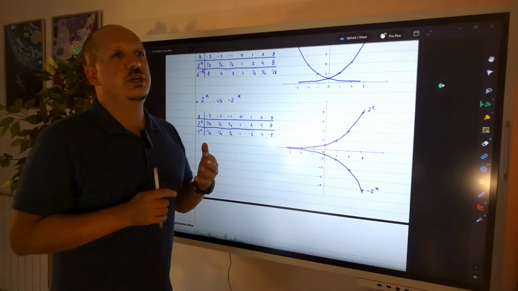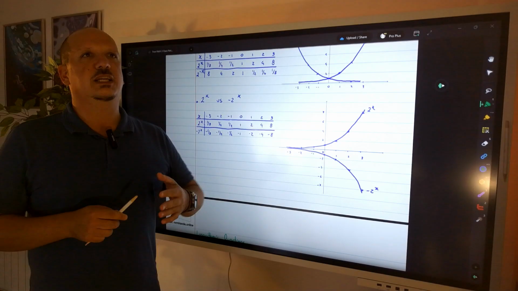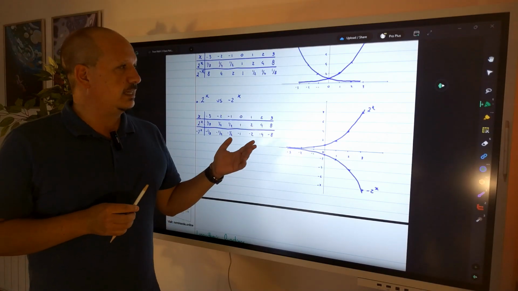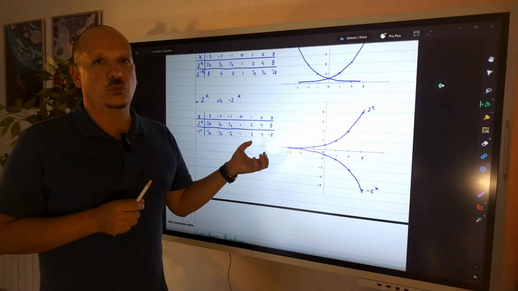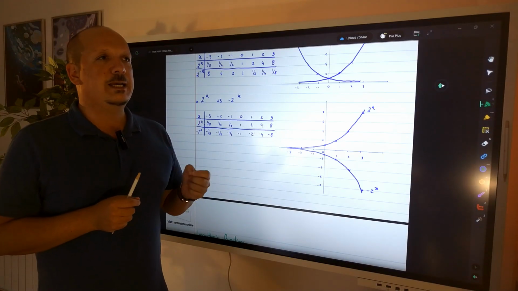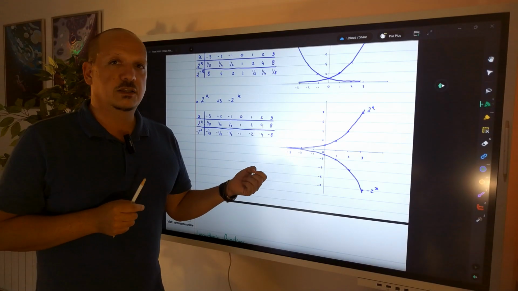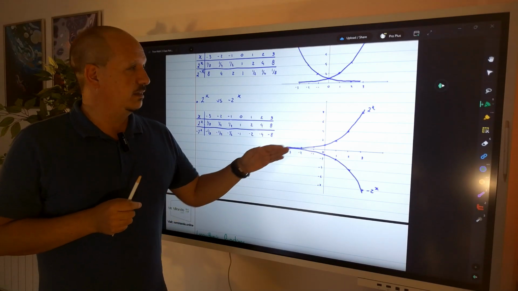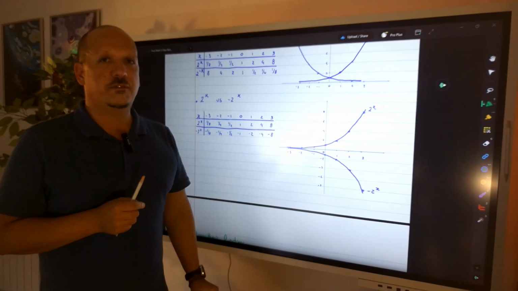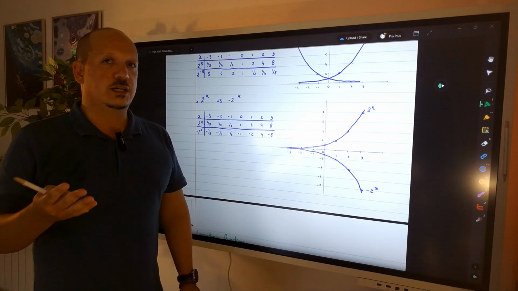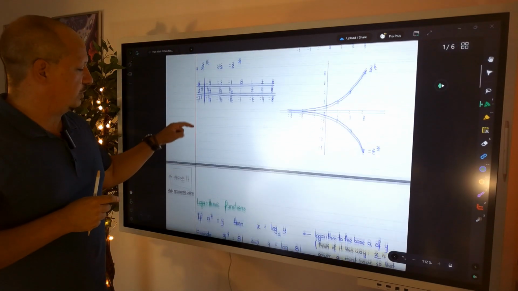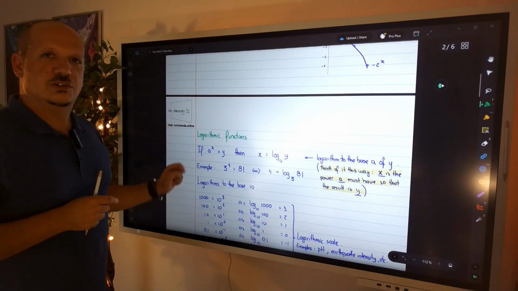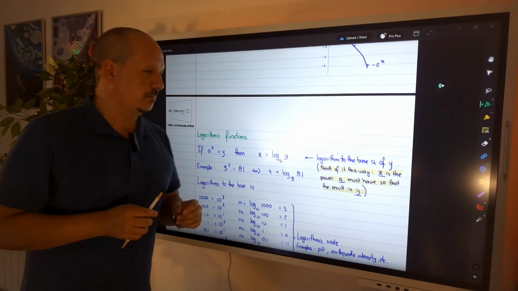So you have situations in our everyday life and in nature that can be plotted with an exponential function, but are very hard to analyze if you try to plot them on a graph. So one way to get around this is by using what we're going to study now, which is the logarithmic function. Let's see what this is.